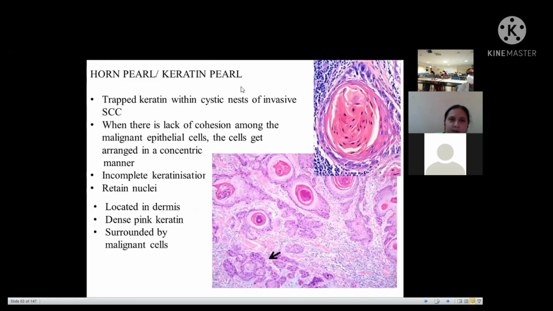And then about the horn pearl or a keratin pearl. These are trapped keratin within the invasiveness of squamous cell carcinomas, because these are malignant cells which lack cohesion, and they get arranged in a concentric manner. The keratinization here is incomplete because there is retention of the nuclei, and these are usually located in the invasive islands in the dermis. And the keratin is very dense pink, and it is surrounded by the malignant cells.